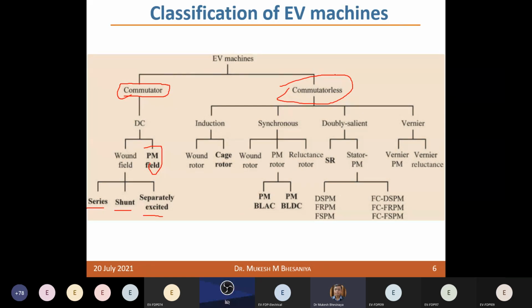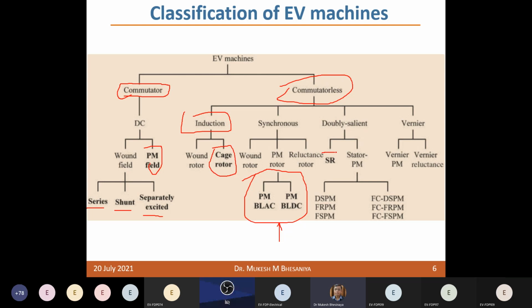Another group is the commutator-less motor, wherein the main motor is the induction motor, and here also cage rotor induction motors are widely used. If you talk about the synchronous machine, you have two configurations reported in the literature that have drawn attention for the EV: the permanent magnet brushless AC motor and the permanent magnet brushless DC motor. This is nothing but a permanent magnet synchronous machine.